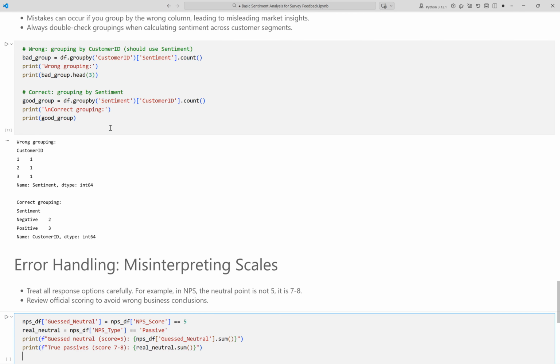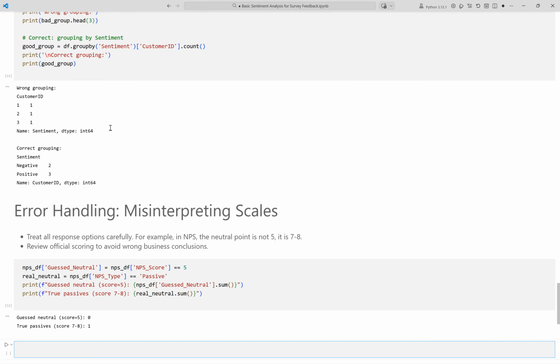Running the cell now. This output reveals a key misunderstanding. No respondent scored exactly 5, so guessing neutral as 5 misses all passives. The true neutral group, defined by official NPS guidelines as scores 7 to 8, has one respondent, highlighting the importance of correctly interpreting the scale to avoid misclassifying feedback. This underscores why relying on official scoring rules is crucial for accurate analysis.